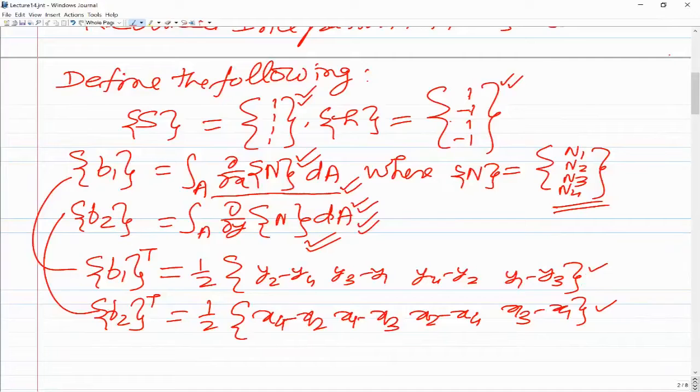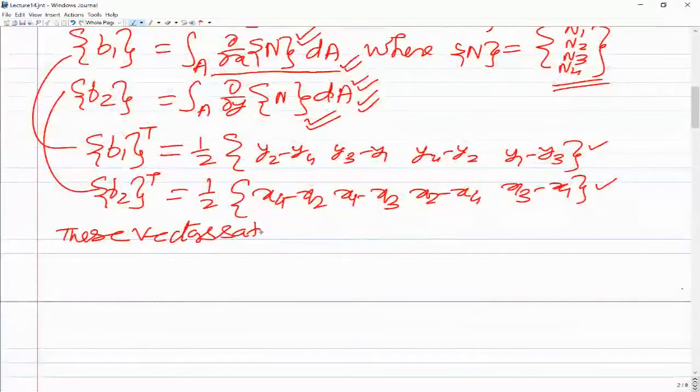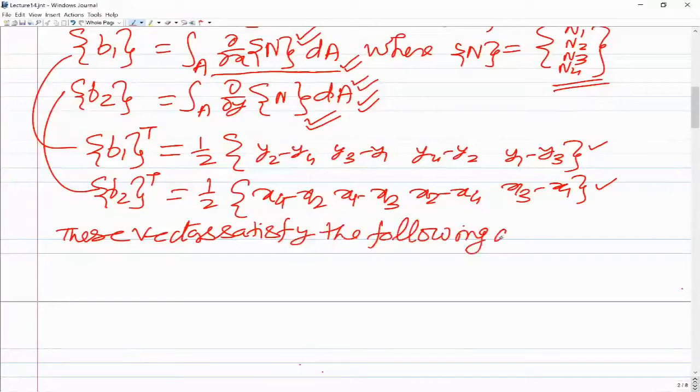Okay, sir. So now if you look at these vectors, they satisfy some orthogonality properties. Let me write those. You can check yourself that these vectors satisfy the following orthogonality relations.